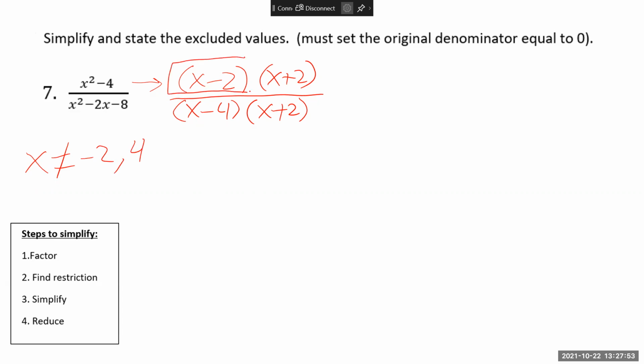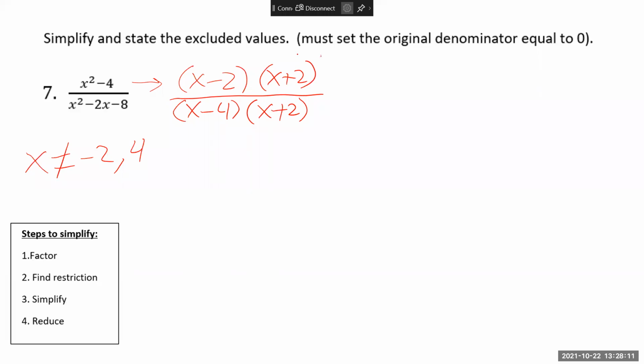+2 would make this piece 0, but it's not on the bottom. And so that's okay. Having 0 on the top just means my answer is 0. An answer of 0 is fine. An answer of error is not. Does that make sense? Zeros on the top are fine, not on the bottom.